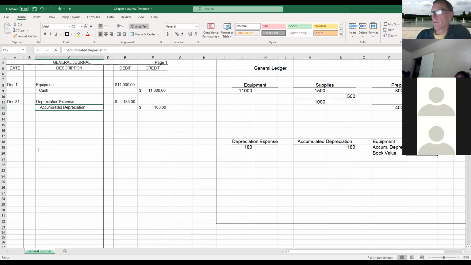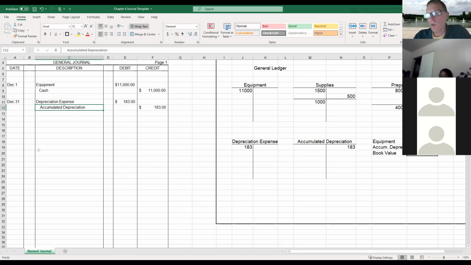So can it change if it's a different item? Can it become a credit? The depreciation expense become a credit? No. The only time we're ever going to credit an expense, well, for us, let me qualify this because there are some different ways you could do adjustments. Eventually, you could do some credit.